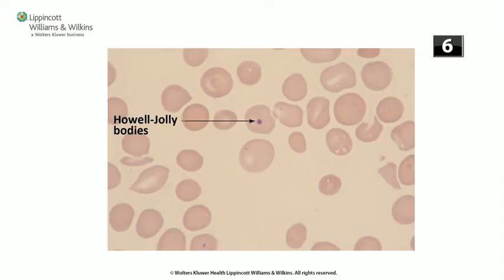Next, a 23-year-old man undergoes a splenectomy due to splenic rupture from blunt abdominal trauma. What would you expect to find on this patient's peripheral smear after the splenectomy? You're going to look for Howell-Jolly bodies, which are basophilic nuclear remnants seen inside some red blood cells. Now, normally those cells are going to be removed from circulation by the spleen, but if the spleen's gone, you're going to see those red blood cells with the Howell-Jolly bodies.